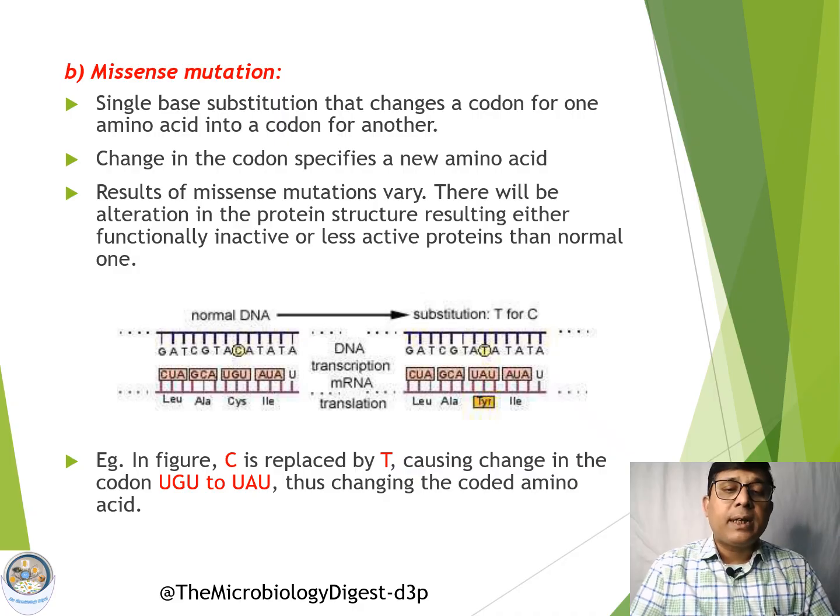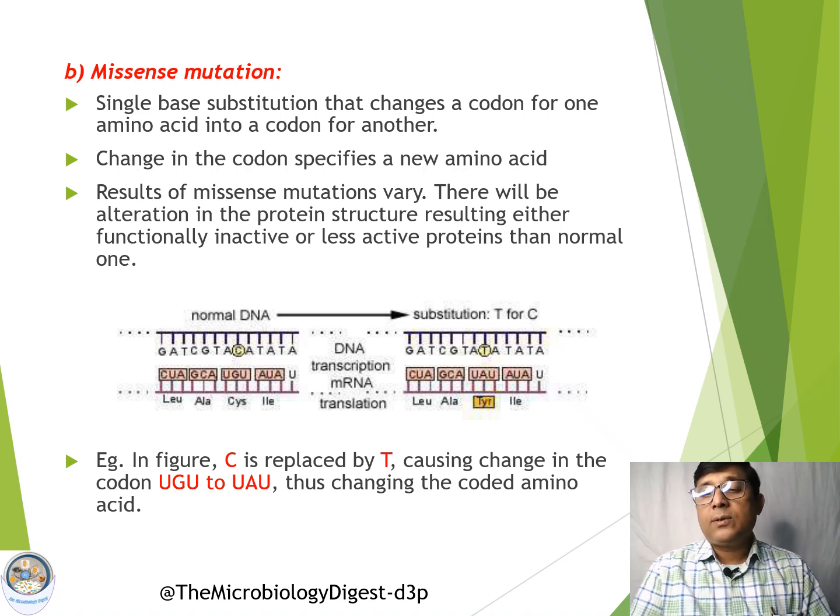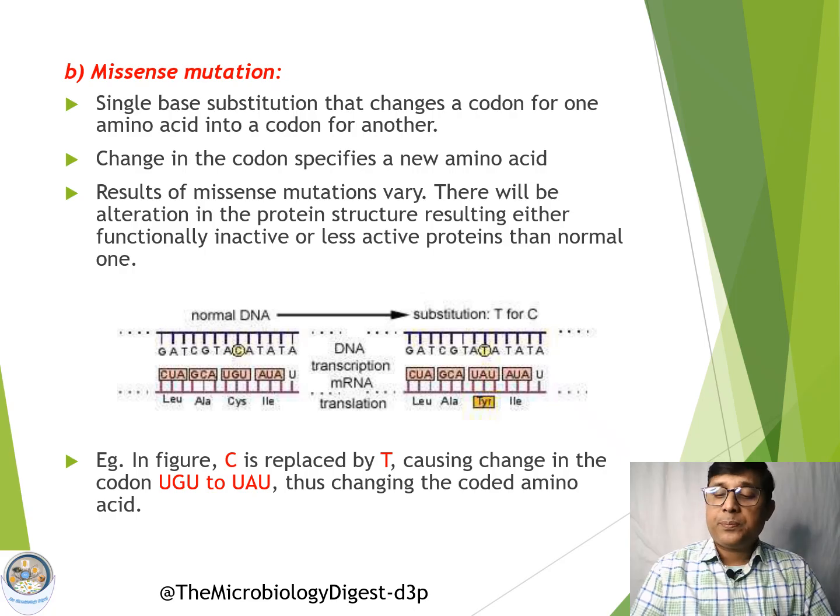In the figure you can see C is replaced by T, and because of this replacement there is a change in the codon. Initially it was UGU and later it changed to UAU. These codons signify different amino acids: in the first case it was cysteine, and in the second case it is tyrosine. So this is missense mutation.